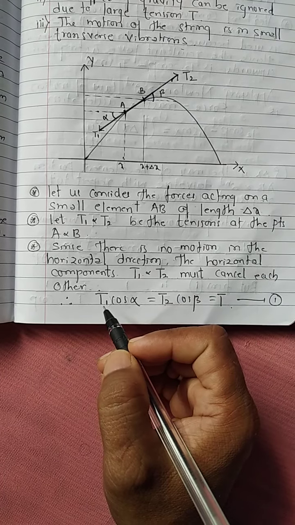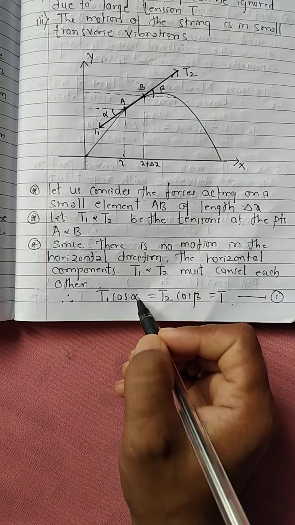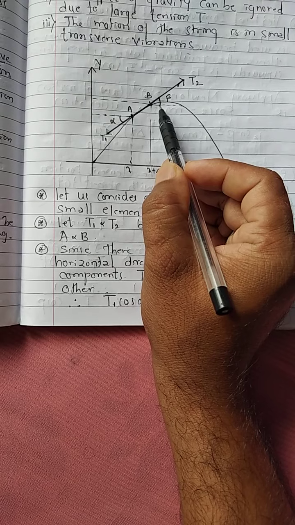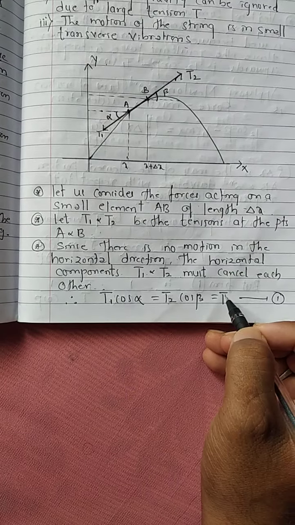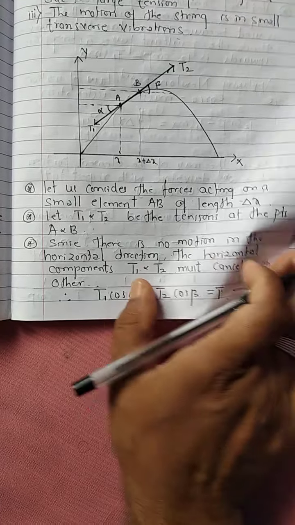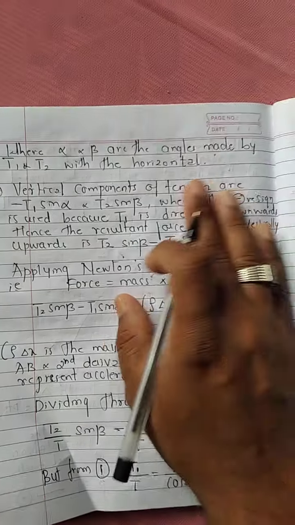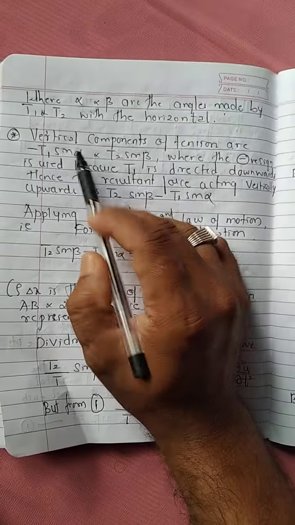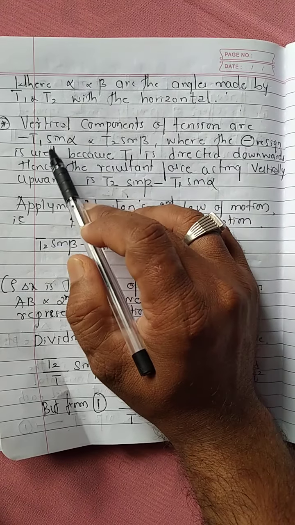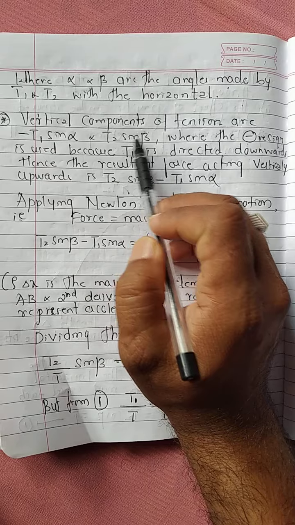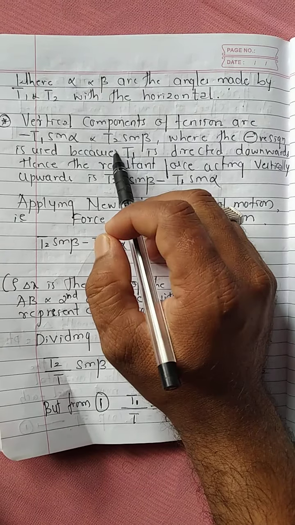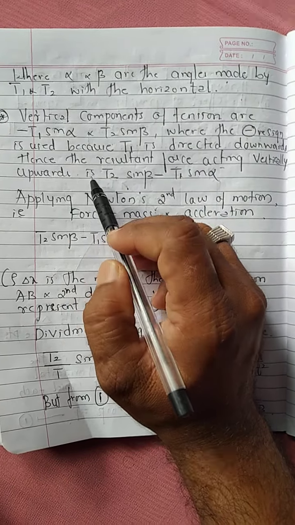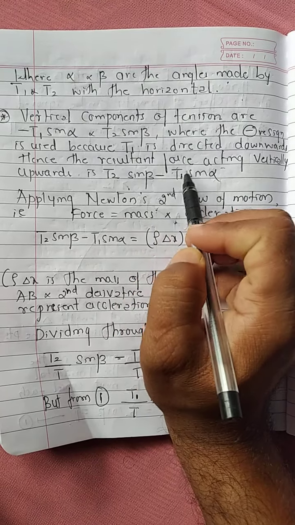Since there is no horizontal motion, T1 cos alpha equals T2 cos beta, where alpha is one angle and beta is the other. Call this equation 1. Here alpha and beta are the two angles made by T1 and T2 with the horizontal. The vertical components of the tensions are minus T1 sin alpha and T2 sin beta, where the negative sign is because T1 is directed downwards. Hence the resultant force acting vertically upwards is T2 sin beta minus T1 sin alpha.